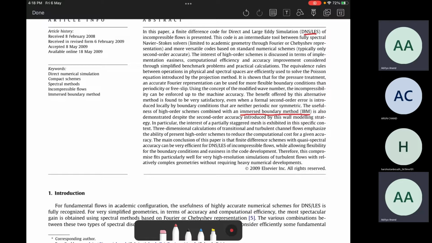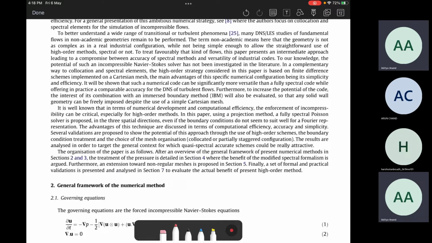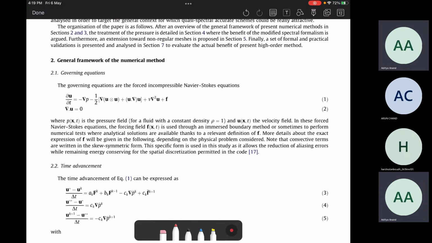Okay, and this code finds its use when your geometry gets a bit complicated. For simpler geometries, you can use Fourier methods, but this Incompact3D code can be used for complicated geometries. So it says it can be used to do studies in non-academic geometries. Anyways, we'll start looking at the equations and the numerical scheme it has used.